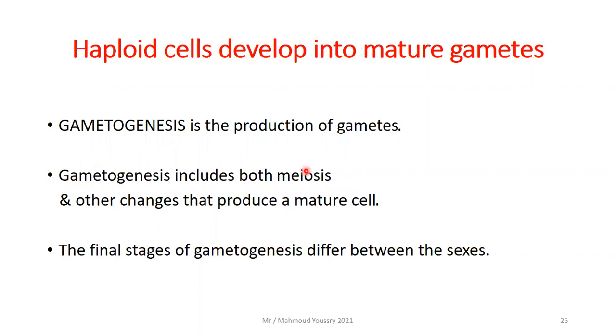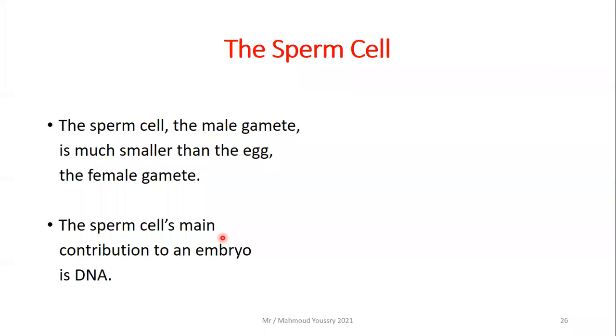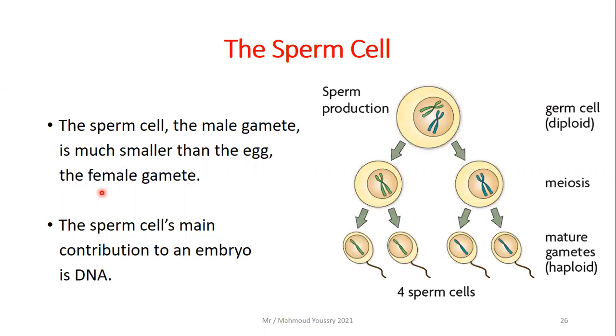Gametogenesis includes both meiosis and other changes that produce a mature cell. The final stages of gametogenesis differ between the sexes. The sperm cell, or the male gamete, is much smaller than the egg, which is the female gamete. The sperm cell's main contribution to an embryo is the DNA.